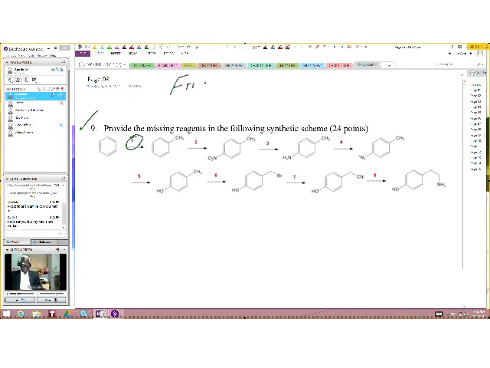Excellent. So you want us to do Friedel-Crafts alkylation. I'm assuming that you want us to use methyl bromide, or methyl chloride. Is that correct? In the presence of aluminum chloride. Okay, very good. That is good. Excellent. How about step 2?